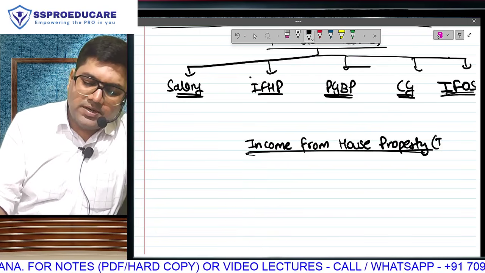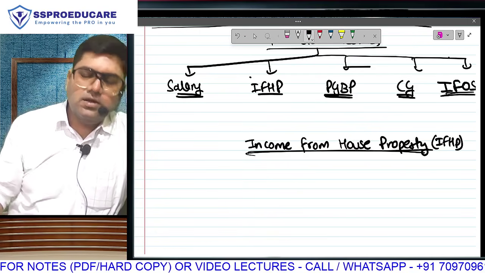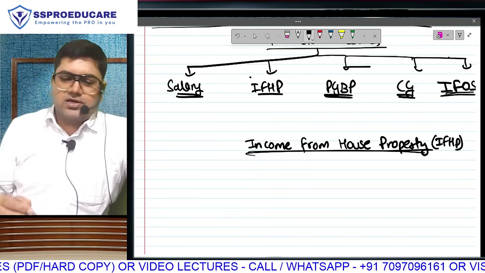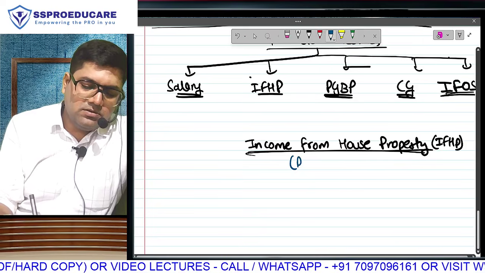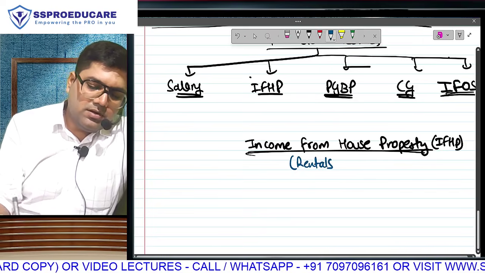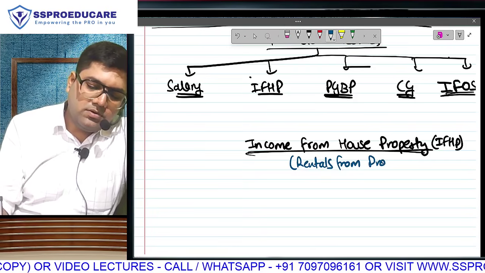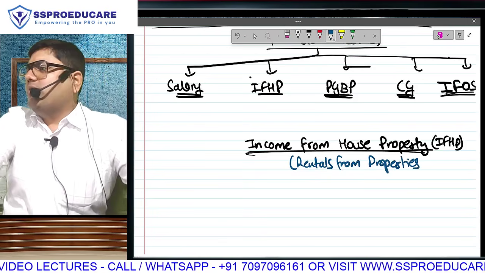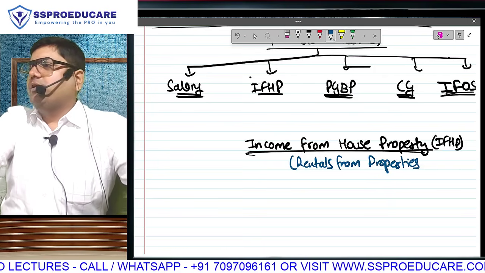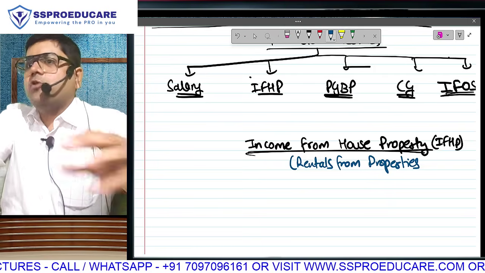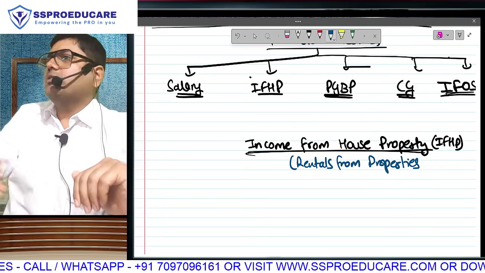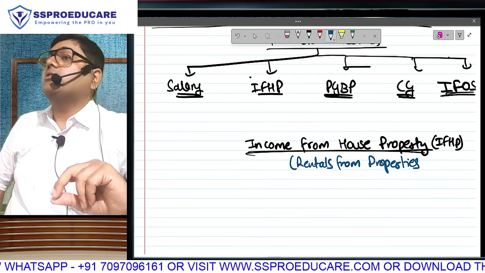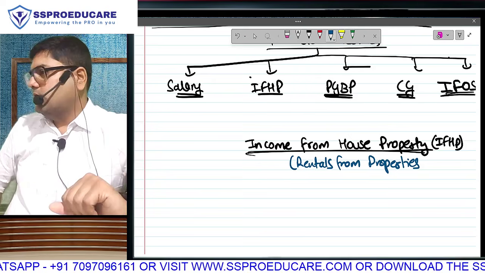Income from house property, IFHP. A special head of income to tax rentals from properties. Whenever you have invested in properties, you will be earning rent. Income from property will be in the form of rent only. You are the owner of a property, someone else is using your property. The user of property will pay the owner what income? Income in the form of rent.